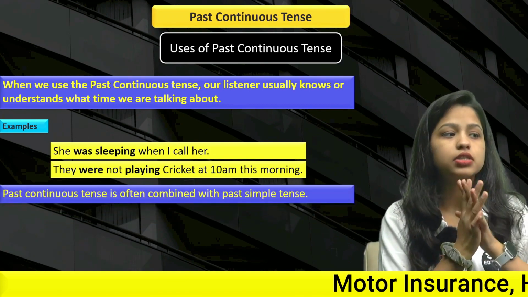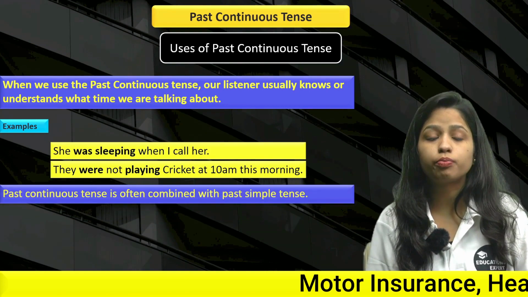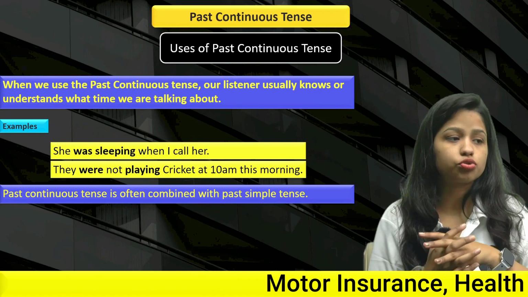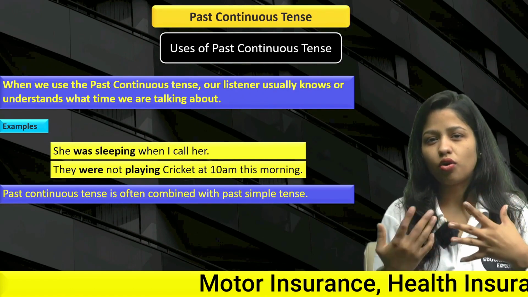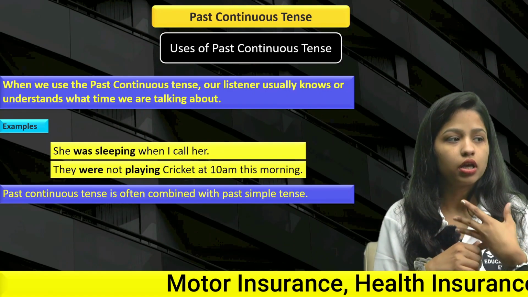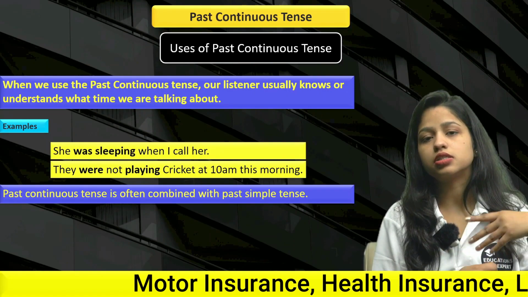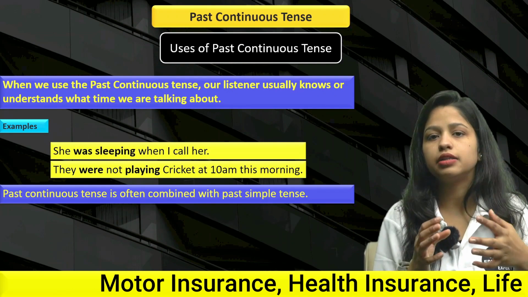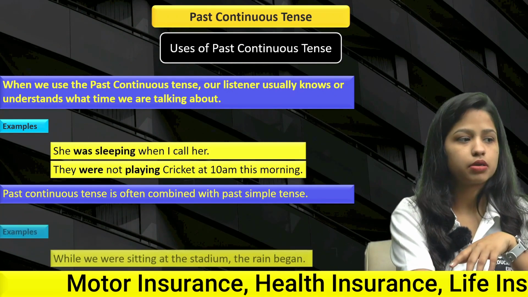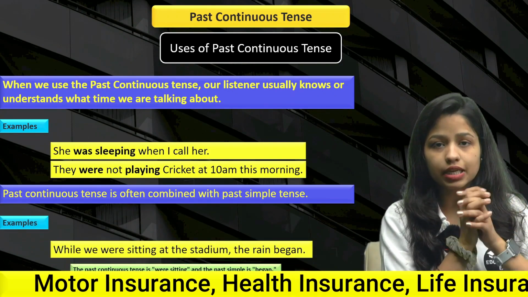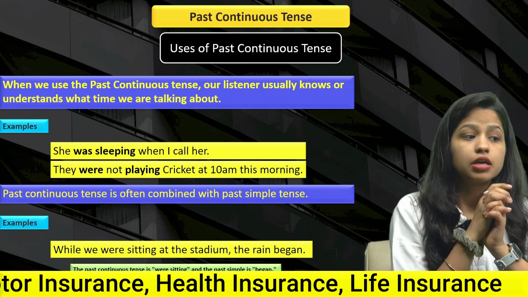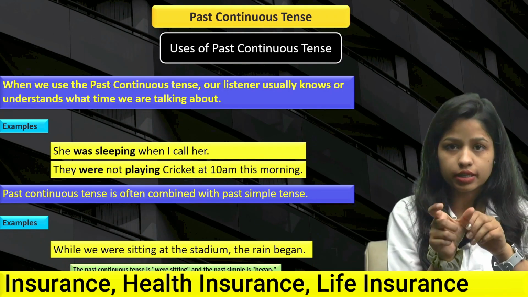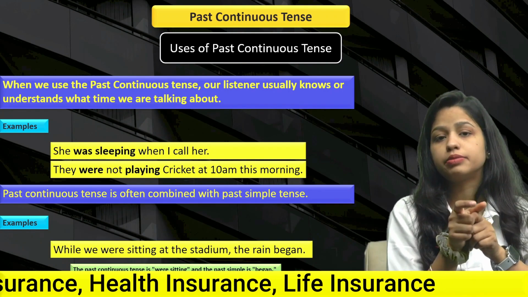Next up we have is, past continuous is often combined with past simple. Yes, this is the most common use, so you can definitely have a lot of examples of it so that you can note it. So basically, sometimes we combine past continuous tense with past simple tense. How? Let's see some examples. While we were sitting at the stadium, the rain began. Here the past continuous is were sitting, and the past simple is began.